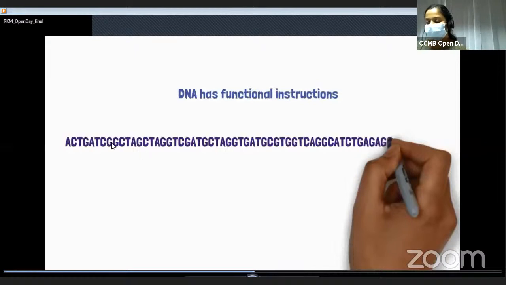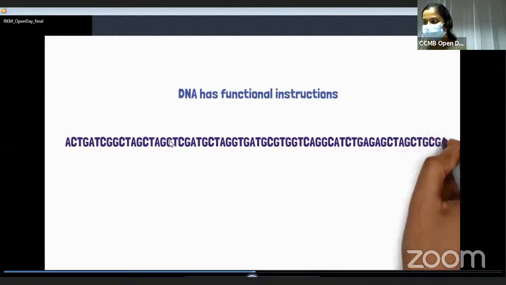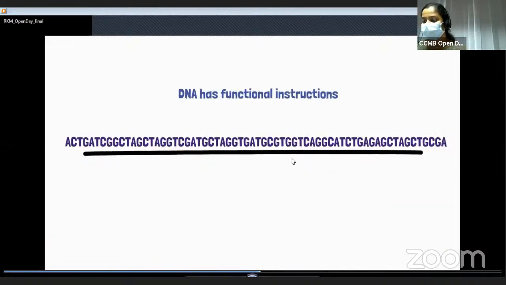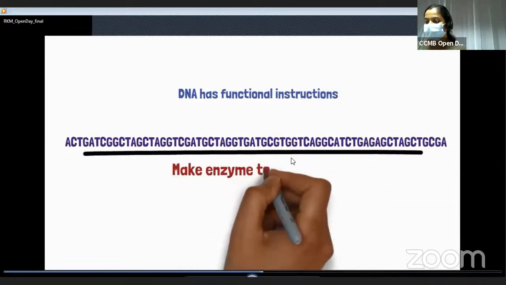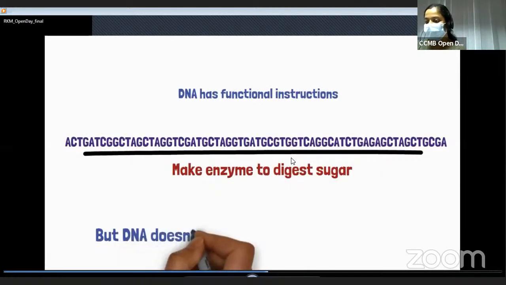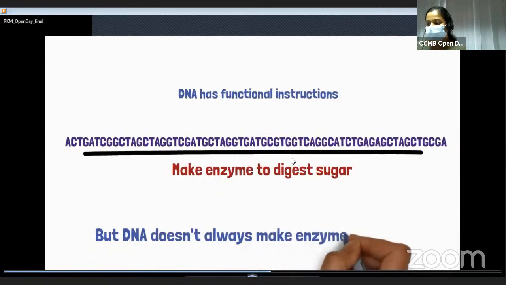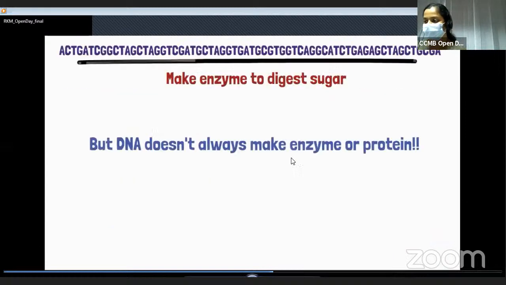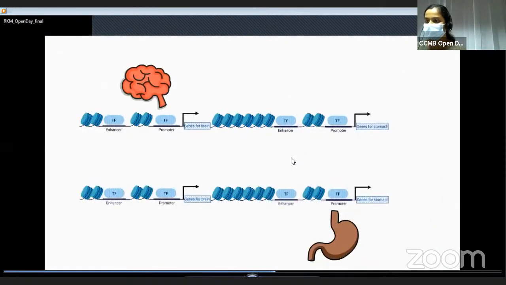Here, there are special proteins in the nucleus that can recognize the sequence and code the proteins. For example, say this is a gene that is required for making an enzyme that is required for digesting sugar. But it does not always mean that the DNA has to make enzymes or proteins. Some part of the genome is also non-coding.